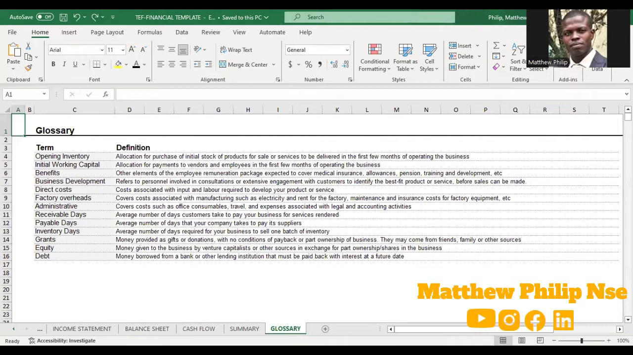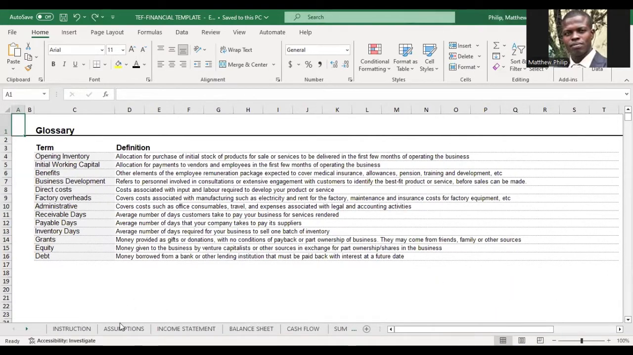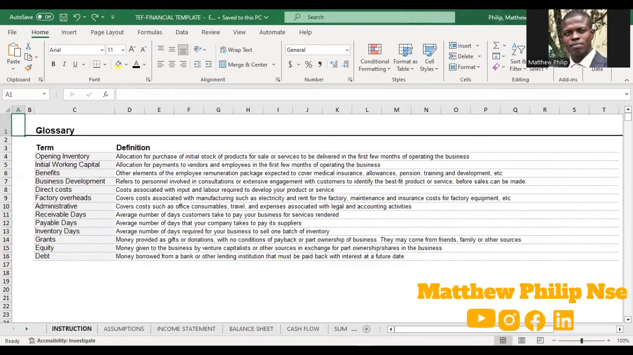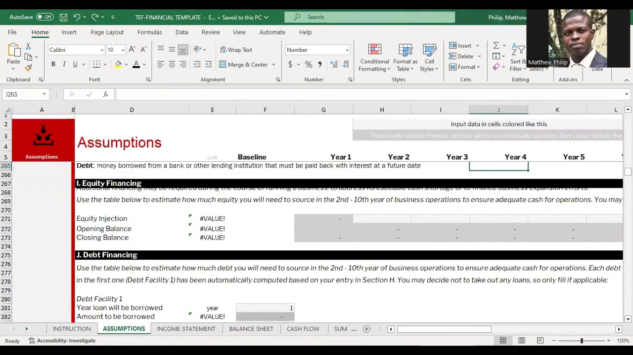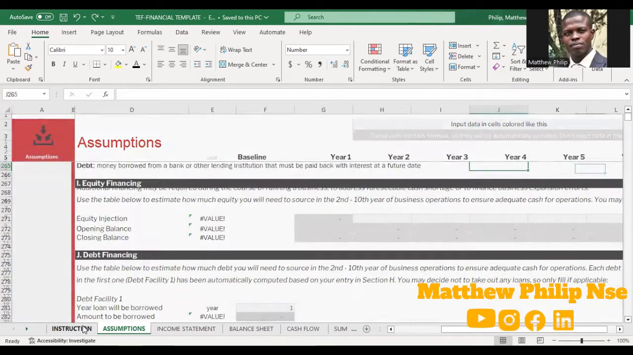But the tricky part of it is that you are only required to work on two worksheets: the instruction worksheet and the assumptions worksheet. So you start from the instruction worksheet.